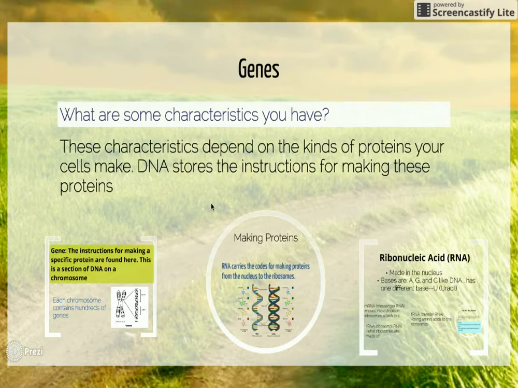Now I'm going to talk a little bit about genes. What are some characteristics that you have? What color hair or eyes do you have? These characteristics depend on the kind of proteins that your cells make. DNA stores the instructions for making these proteins.